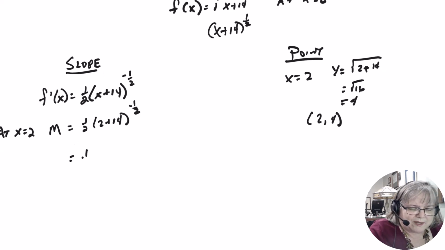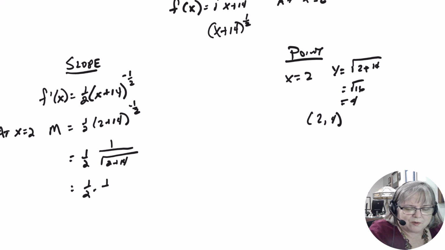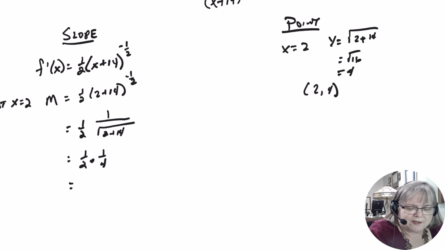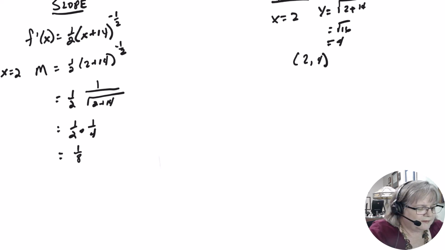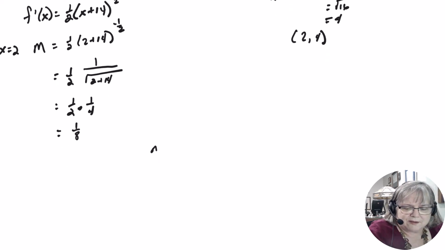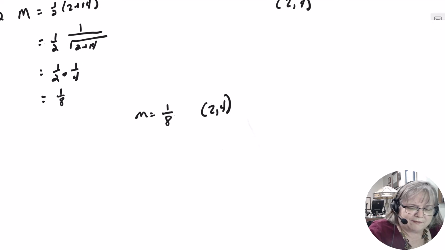So this is 1/2. This negative power says it's not happy, wants to go to the other side of the fraction bar. So it's 1 over the square root of 2 plus 14. So this is 1/2 times 1/4, because the square root of 16 is 4. So this is 1/8, right? So the slope is 1/8, and the point is (2, 4), right?